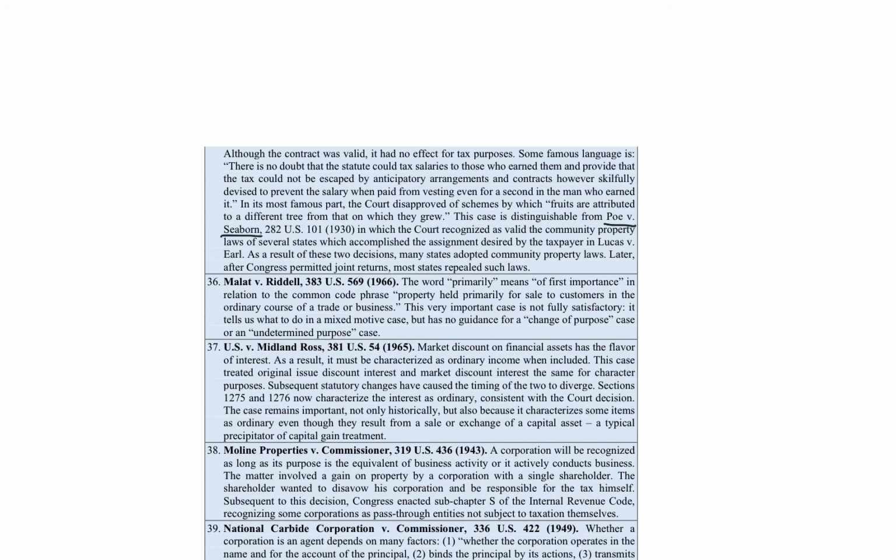It mentions this case is distinguishable from Poe v. Seaborn. Poe v. Seaborn, by the way, I want to mention, is community property. Some of you are wondering, what about community property? In community property jurisdictions, everything for husband and wife is 50-50, regardless of who makes it. So for community property, that's an exception. In community property states, you do get 50-50.